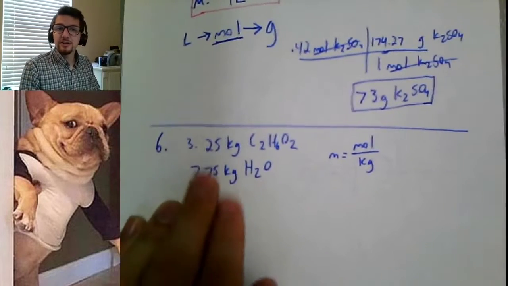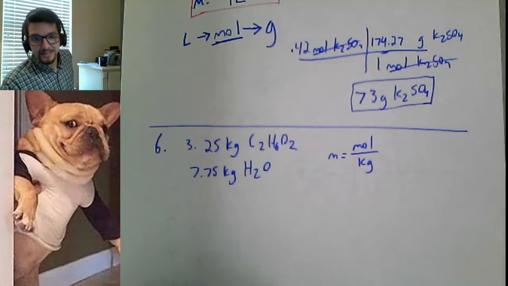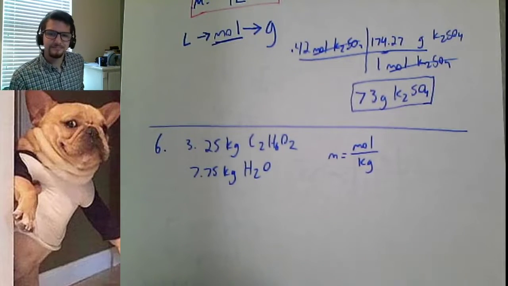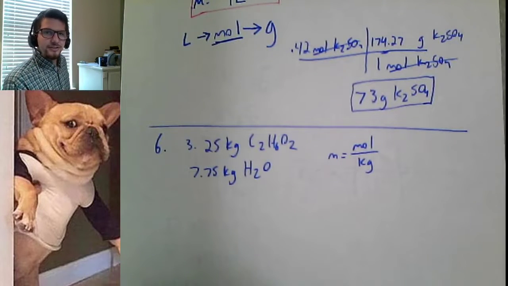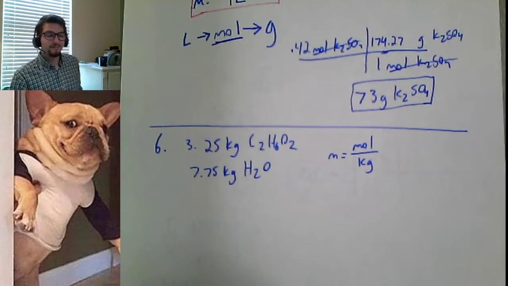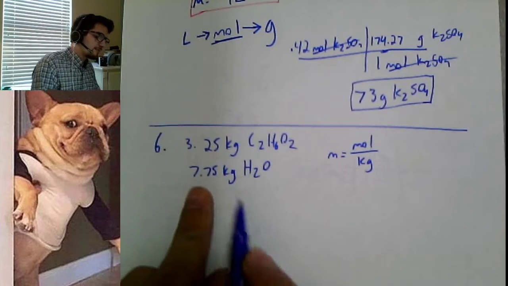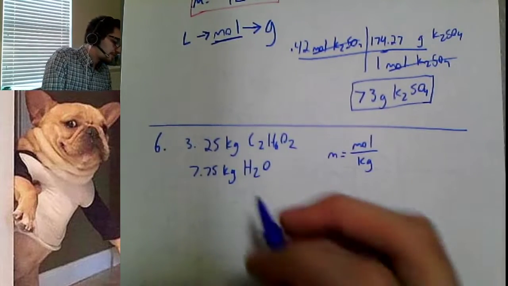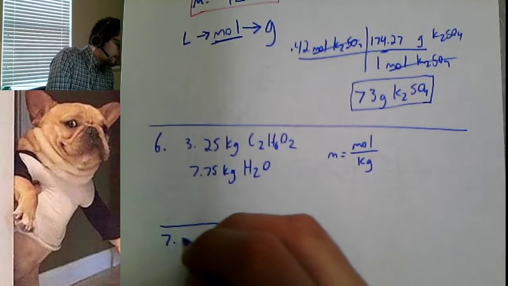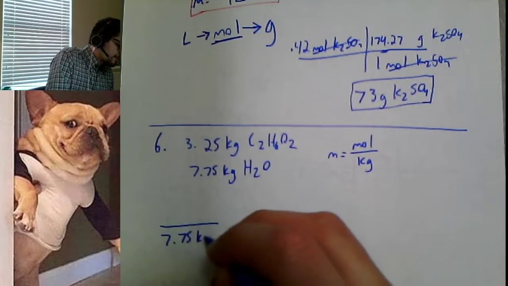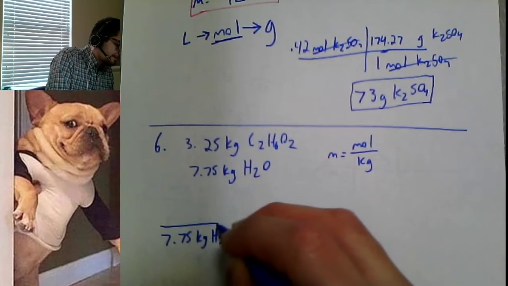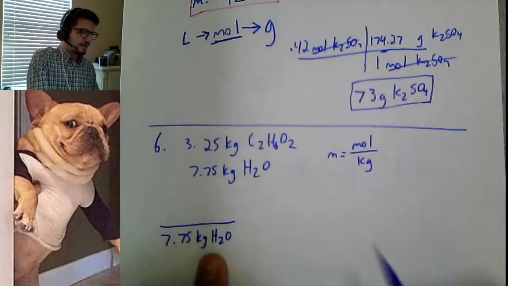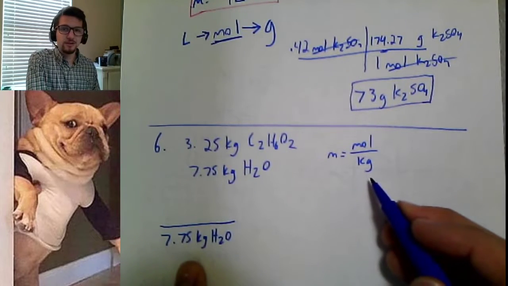Which one's going to be the solute and which one's going to be the solvent? Now I told you that usually you can tell because the solvent is usually a lot more of it. So which one has more? 7.75. So that one's going to be in the denominator. My equation is going to have 7.75 kilograms of H2O in the denominator. And guess what? Kilograms, that's the correct form.